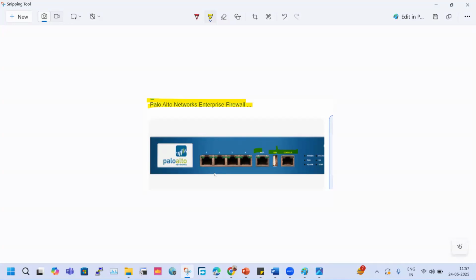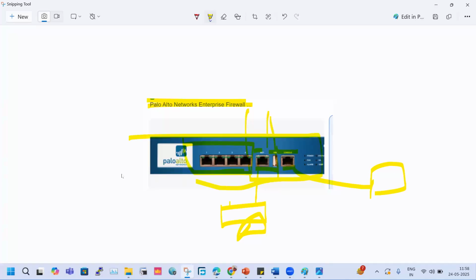Here you can see we have data ports, a management port, and a console port. I'm trying to explain the use of these ports. Data ports are used for your LAN, WAN, and DMZ; accordingly, as you want to use, you can configure it. Management port is used for managing the box, and console port is used for taking the console access of your firewall.